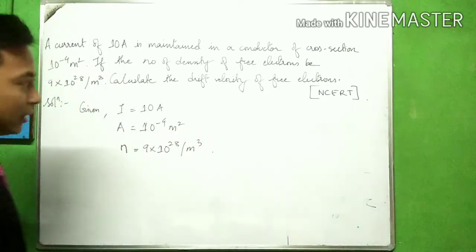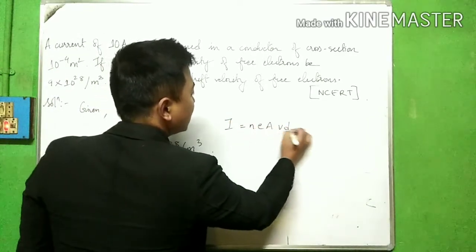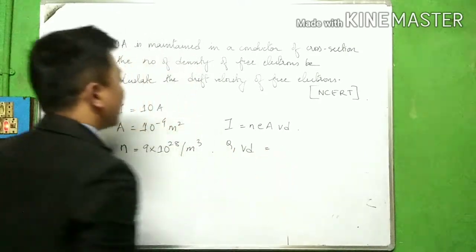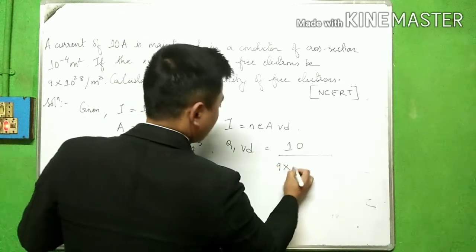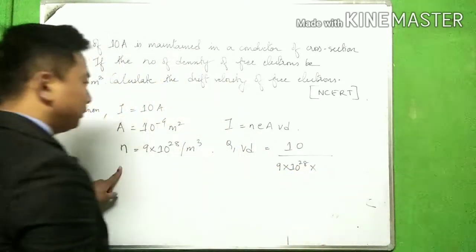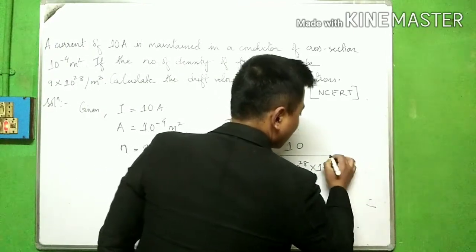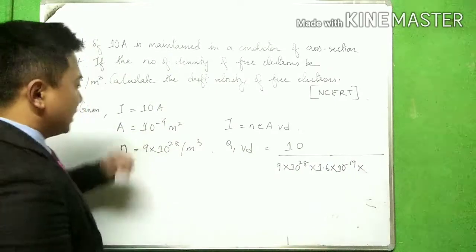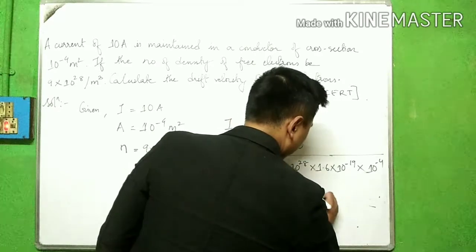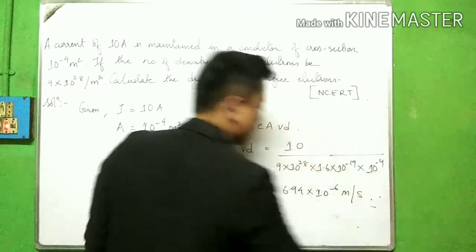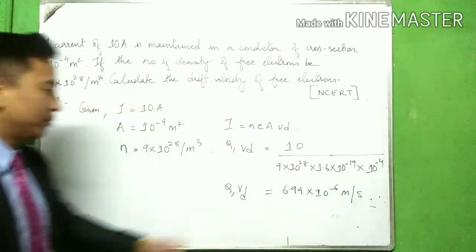Then we have to calculate the drift velocity. We know that I is equal to N e A Vd, and Vd is equal to I upon N e A. So what is the value of n? 9 into 10 to the power 28, into e, what is its value? 1.6 into 10 to the power minus 19 coulomb, that is the charge of an electron, into A, that is 10 to the power minus 4, which is equal to 6.94 into 10 to the power minus 6 meter per second. Okay, so here you will know what is meter per second. Please pause the video and note it down.